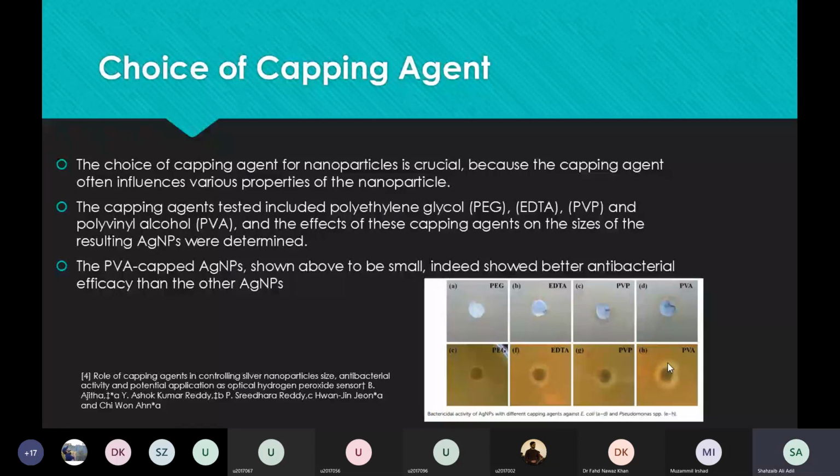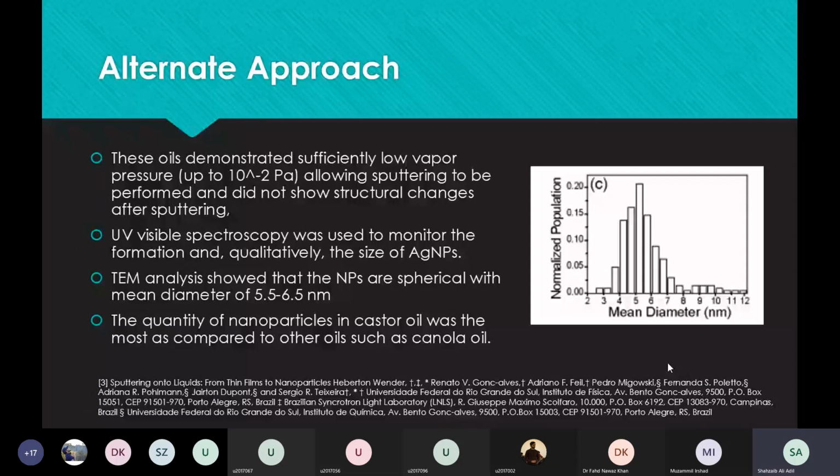Now, after doing even more research, we came up with another approach to form these silver nanoparticles, which is potentially even better than the current DC magnetron sputtering one. In this method, we have to sputter the silver particles directly onto a liquid. But traditionally, the issue that comes with sputtering onto a liquid is that the liquid cannot sustain the vacuum or low pressure. But according to our research and the research paper mentioned on the slide, low vapor pressure liquids can actually sustain the vacuum. And among these low vapor pressure liquids, castor oil is our best option.